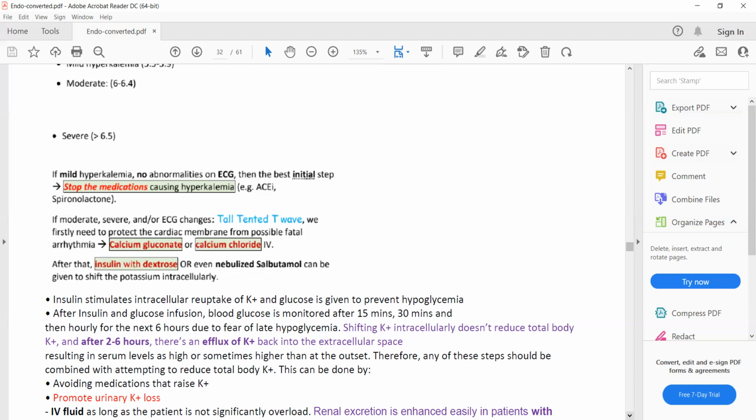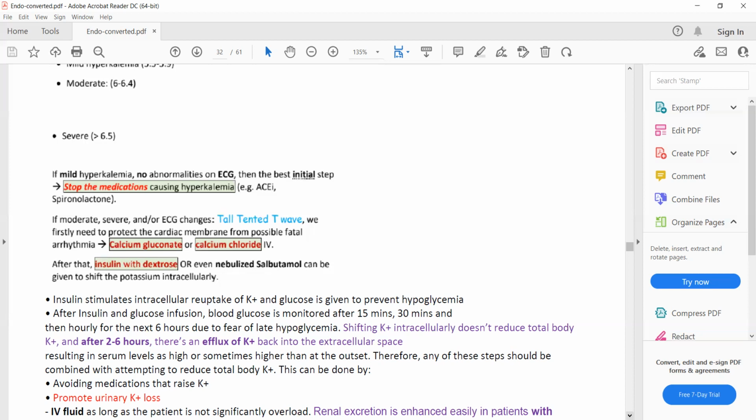But remember that these drugs, such as insulin and salbutamol, will push the potassium intracellularly just for a few hours. After 4 to 5 hours, this potassium will come out of the cells again when the effect of insulin or salbutamol decreases. So shifting potassium intracellularly does not reduce the total body potassium. That's why we need to do something to remove this potassium from the body.